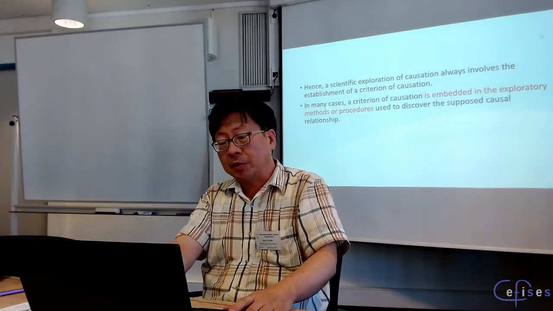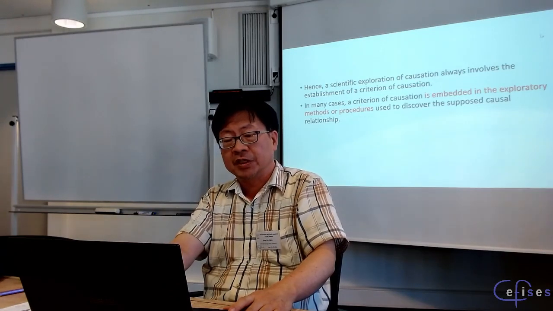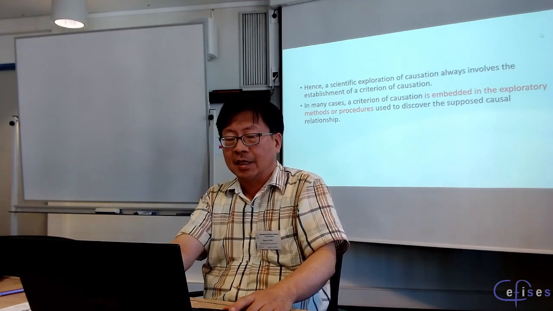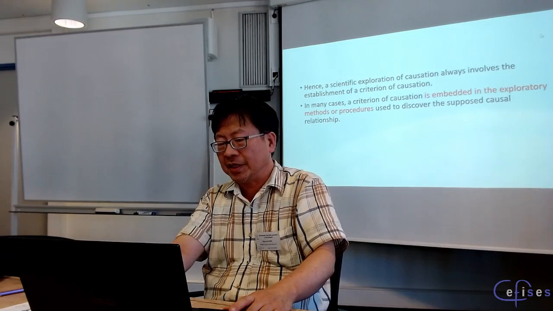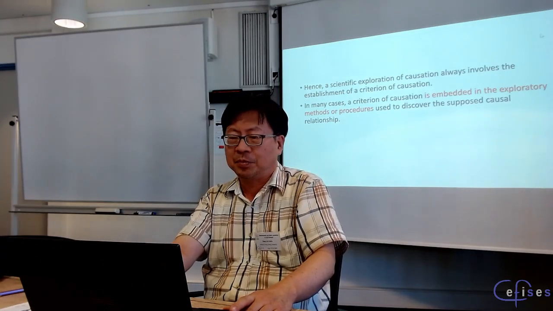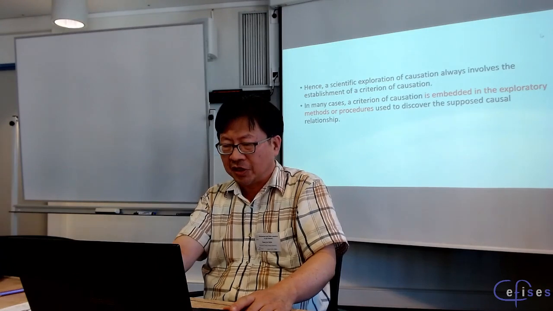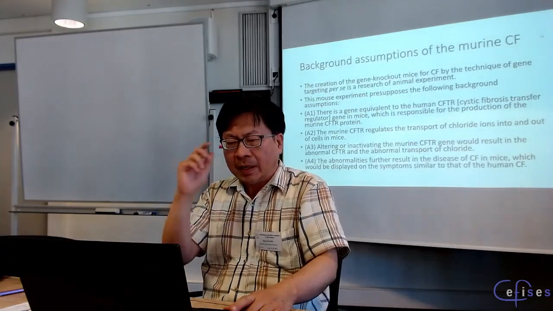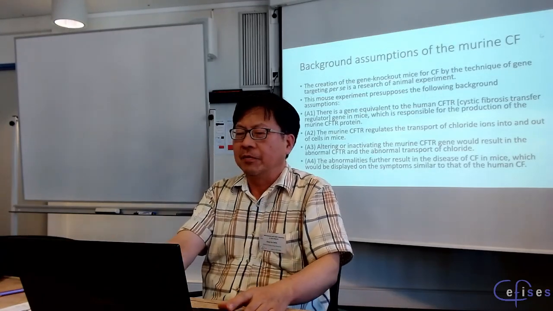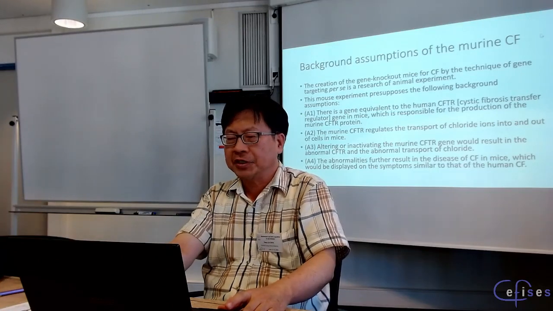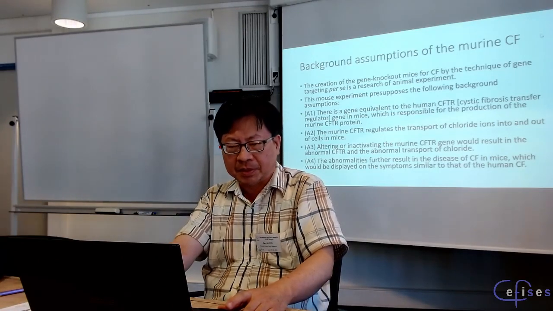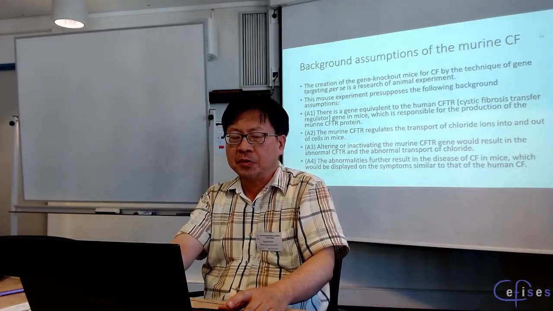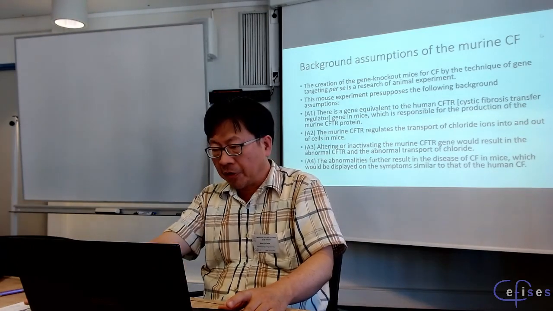Hence, a scientific exploration of causation always involves the establishment of a criterion of causation. In many cases, the criterion of causation is embedded in the exploratory methods or procedures used to discover the supposed causal relationship. The creation of the gene knockout mice for CF by the technique of gene targeting is pursued in the research of animal experiment. This mouse experiment presupposes the following background assumptions.